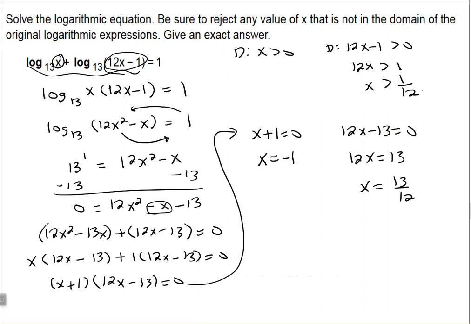So if I look at x equals negative 1, that is not in my domain because it is not greater than 0, or not greater than 1/12. The 13 over 12, which is equal to 1 and 1/12, that is in my domain, so that is a valid solution, and that is my exact answer.